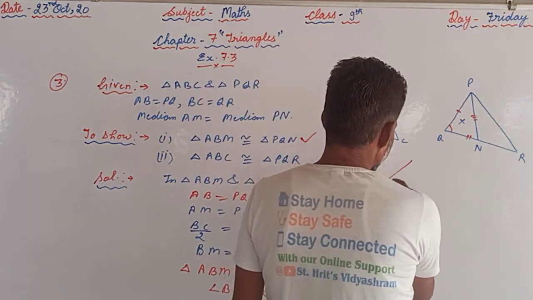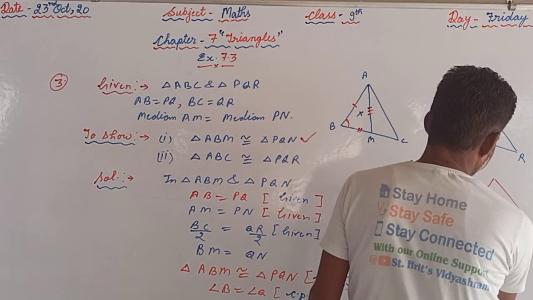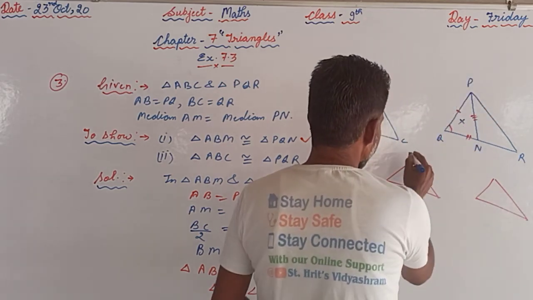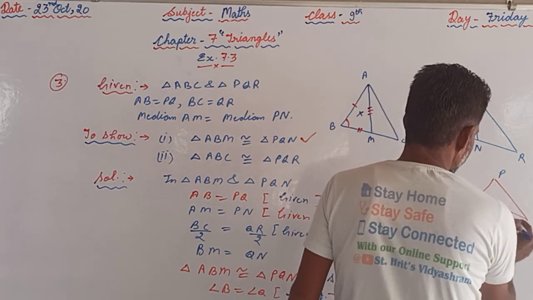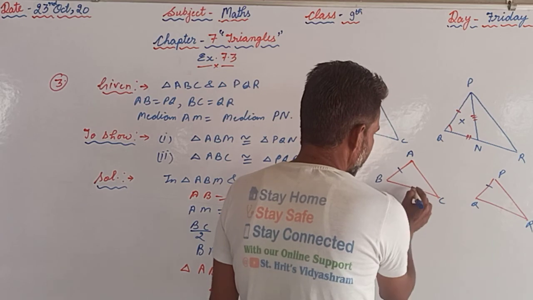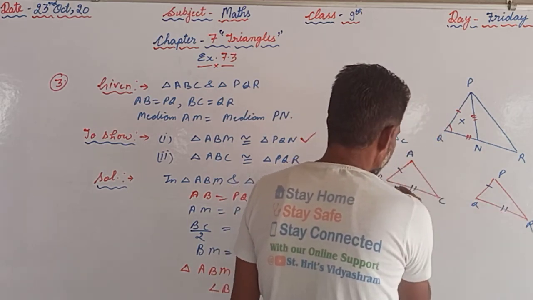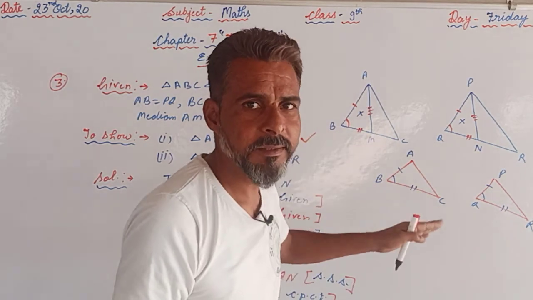Now I will draw two rough diagrams of these two triangles ABC and PQR, in which AB is equal to PQ and BC is equal to QR, and angle B is equal to angle Q, which we have proved right now.